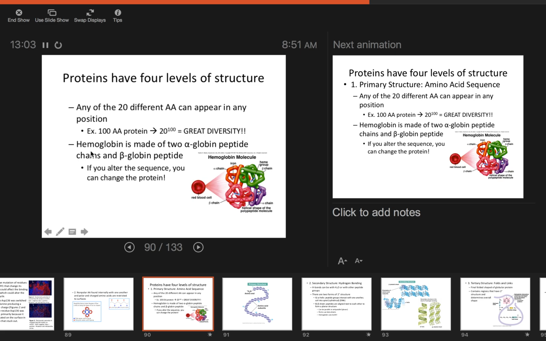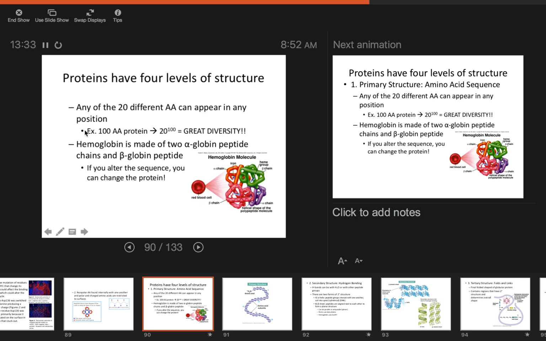So an example of a big protein, especially important for us, is hemoglobin, which is found in red blood cells. Hemoglobin is actually made up of 2 alpha globulin peptide chains and 2 beta globulin peptide chains. And these alpha and the betas, they do mean something, and we'll talk about that. I think it's a secondary level. Alpha means helix, and beta means sheets in proteins.